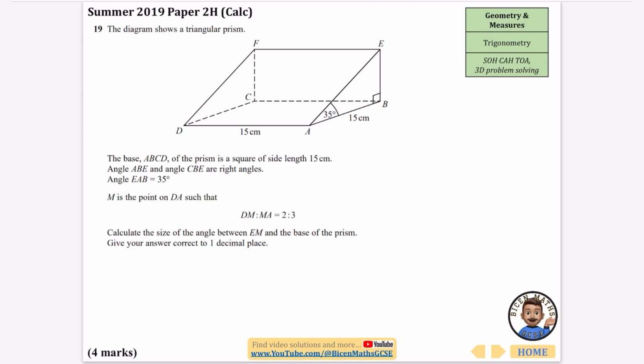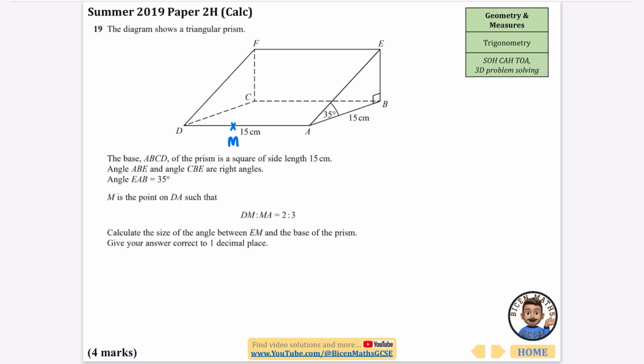It says the diagram shows a triangular prism. The base ABCD of the prism is a square of side length 15. That's important. Angle ABE and angle CBE are right angles. Okay, so angle ABE and the other one is CBE. I see, so that's a right angle at the back. Angle EAB is 35 degrees, I can see that there, and it says that M is on the point DA such that DM to MA is 2 to 3. So that means that it is closer to D than it is to A in the ratio 2 to 3. So I'm going to put M here.